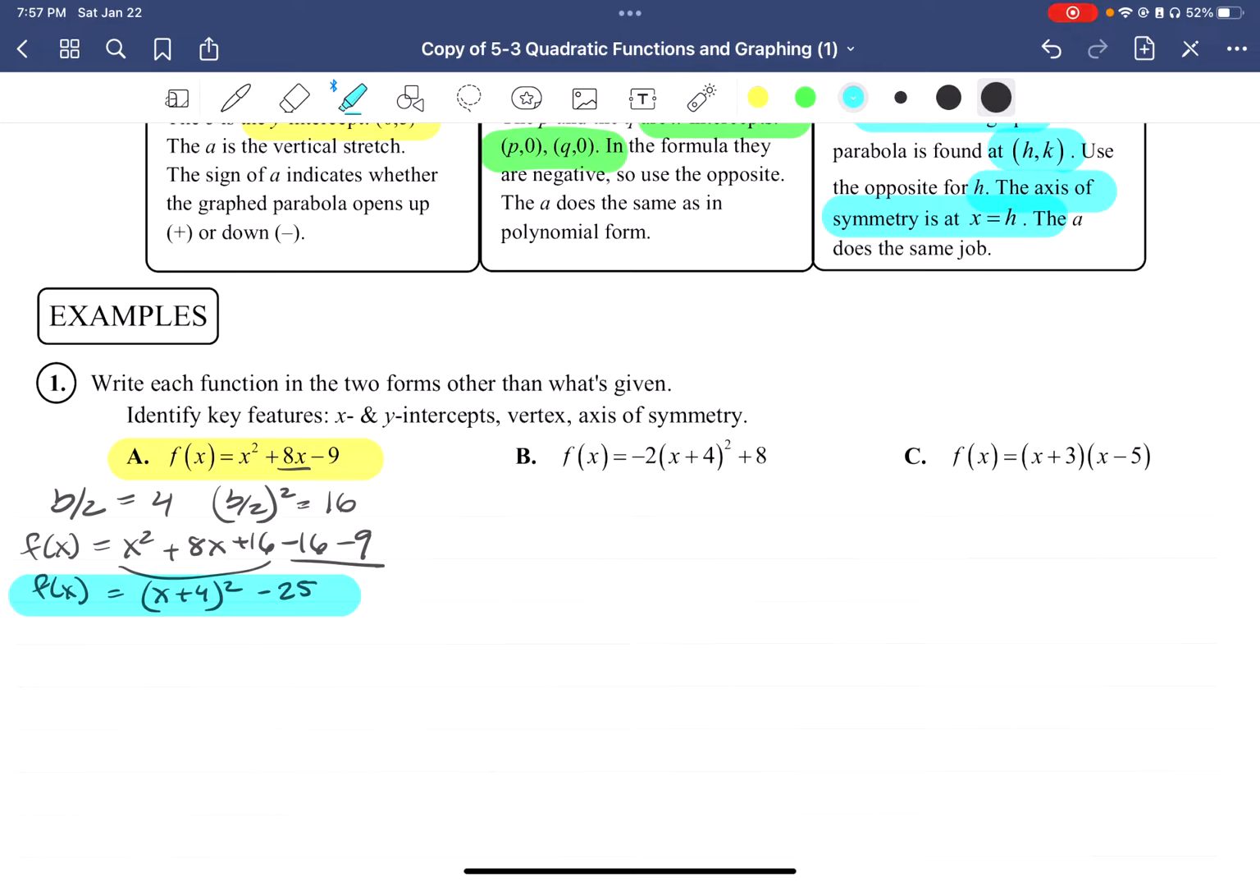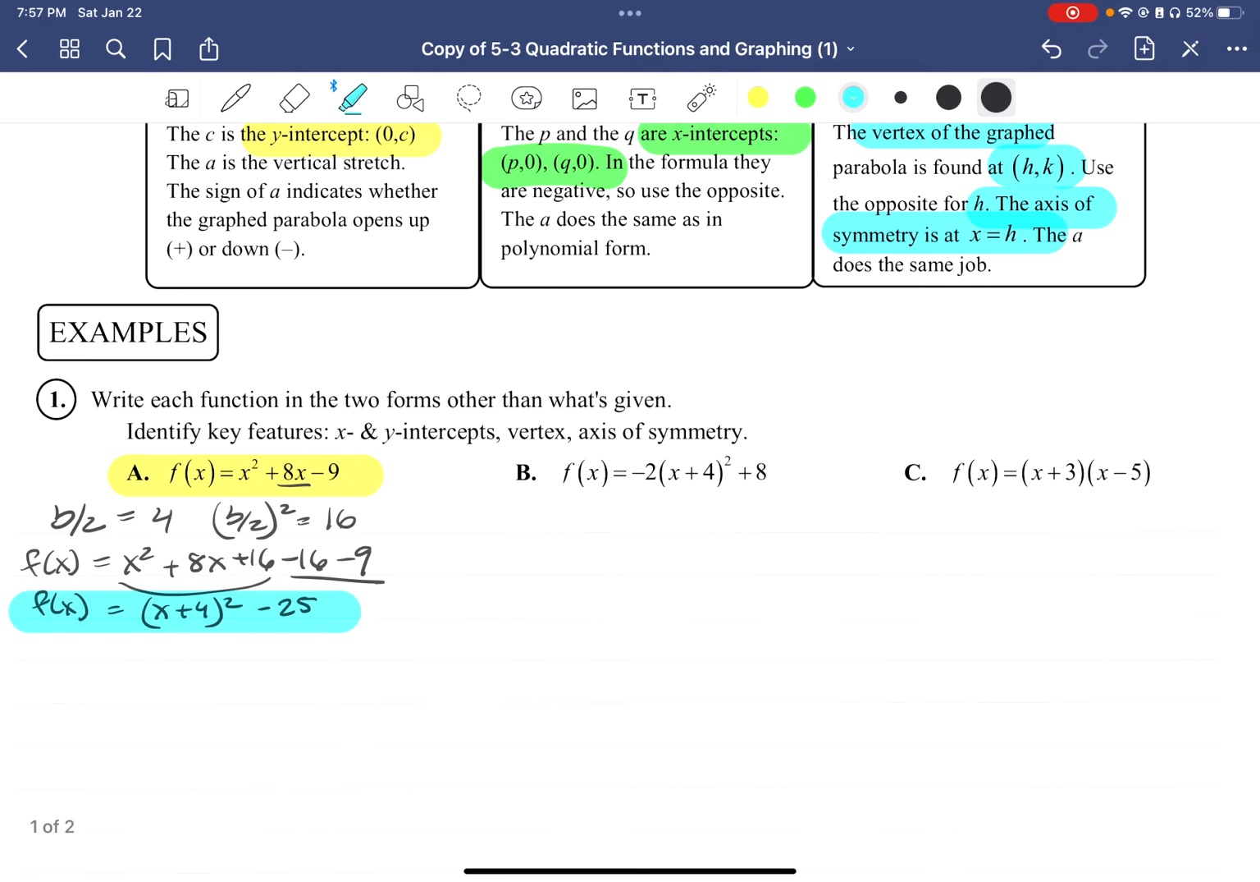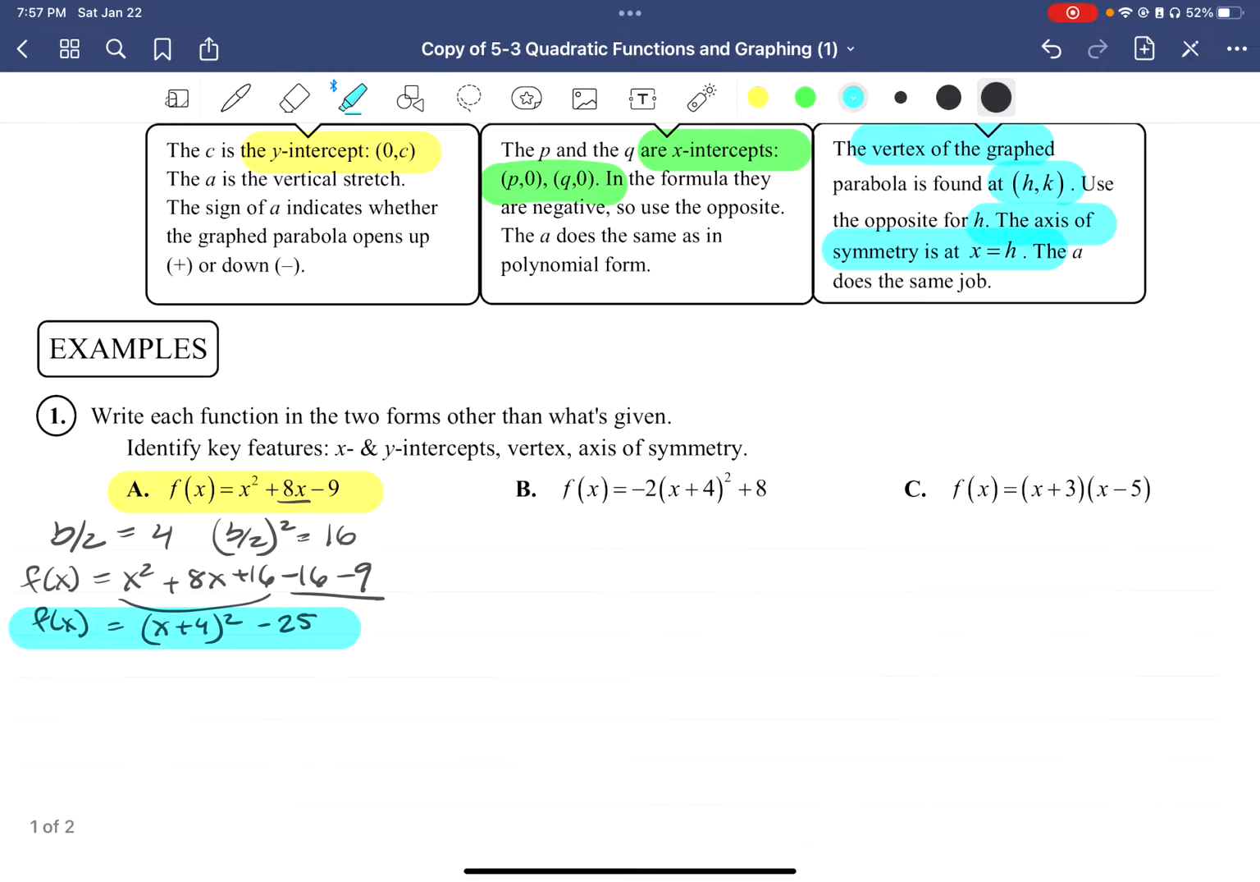All right, I'm going to color code these. While we're here in vertex form, nope, let's just keep going. So let's go to intercept form next. And to get to intercept form, we have to be in polynomial form. So I'm going to rewrite my equation in polynomial form here. f(x) = x² + 8x - 9.